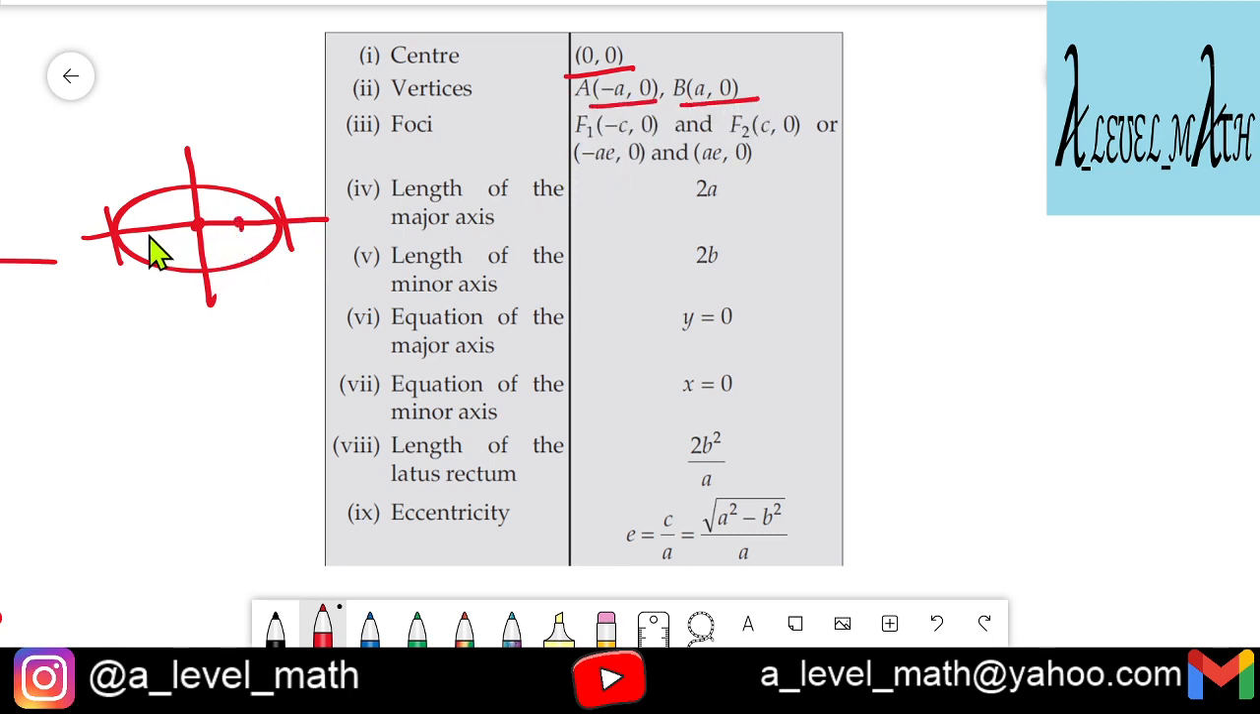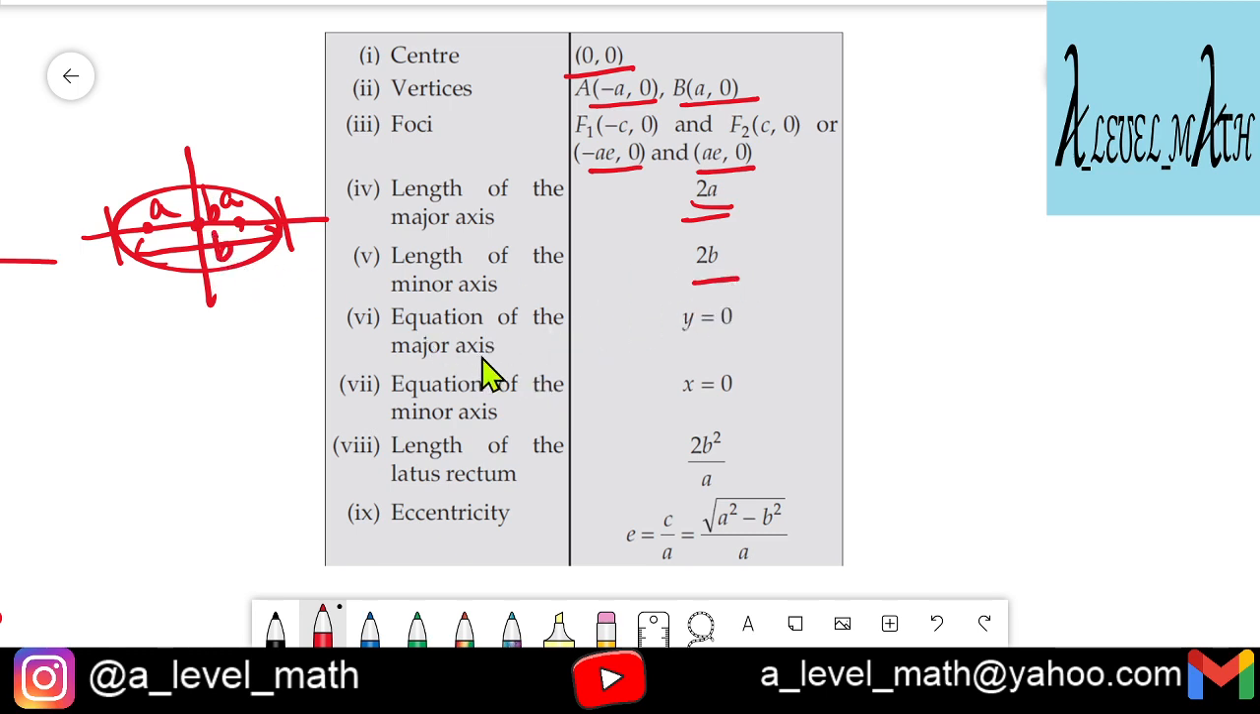These are my two foci. Remember that this CS distance was AE. So I have got two foci: one is at AE comma 0 and another one is at minus AE comma 0. The length of the major axis was A plus A, which was 2A units. The length of my minor axis was B plus B, which was my 2B units.